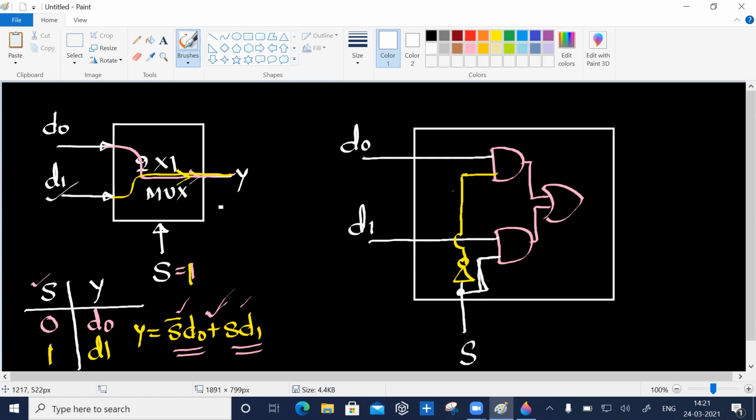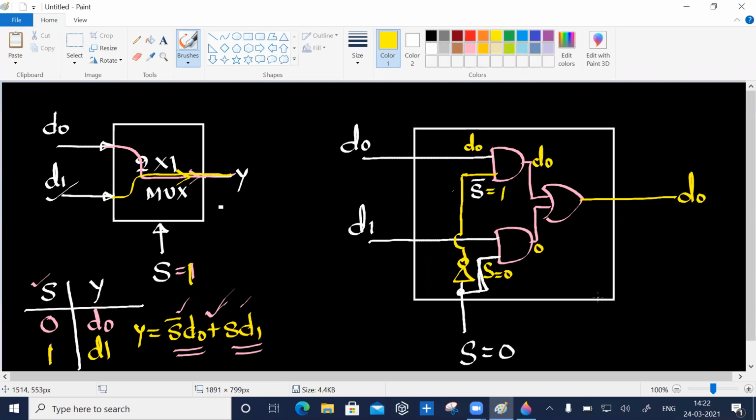Now what do you have? If S equal to 0, what happens here? You have S complement here, and here you have S. So if S equal to 0, this becomes 0, so this AND output is 0. And this becomes 1, so you have 1 times D naught, so you will get D naught here. Now the output is D naught OR 0, so you have D0.